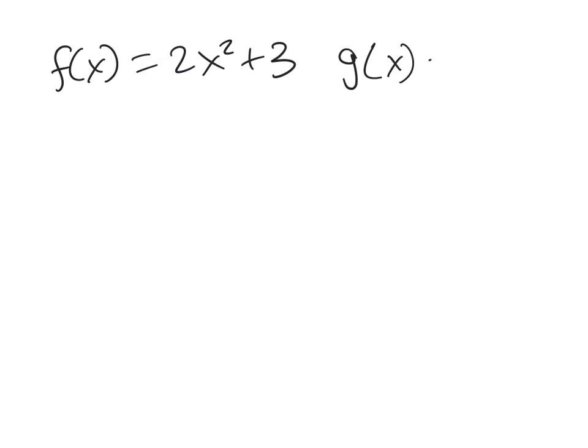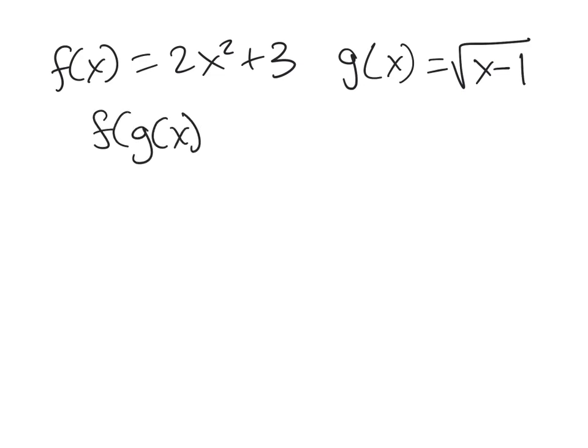Right, here we go. This time, f of x is 2x squared plus 3, and g of x is the square root of x minus 1. And the first thing that they want you to find is f of g of x. I want to remind you that this is the same thing as f composed with g of x. These are two different notations that mean the exact same thing. Do you multiply them or do you plug it in? No, you plug it in.